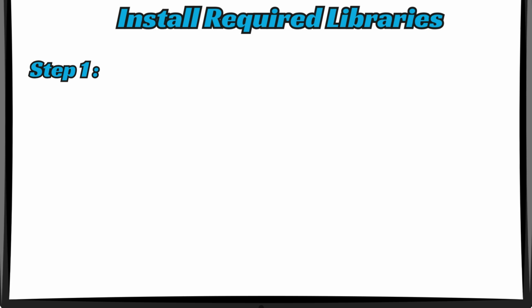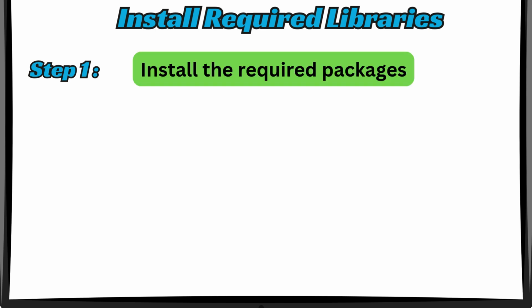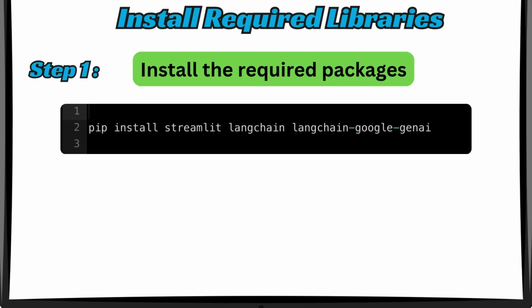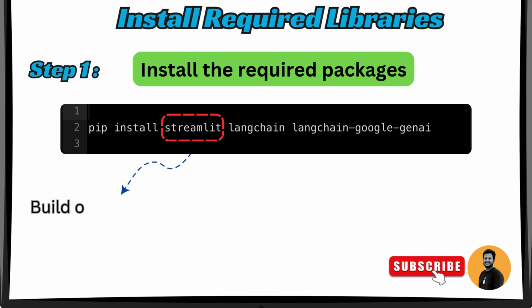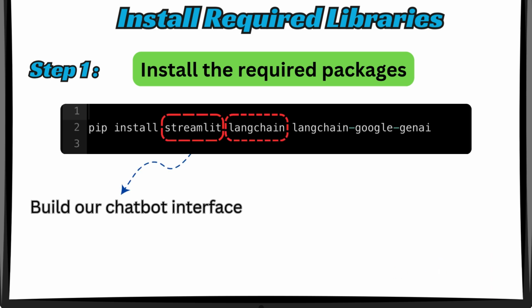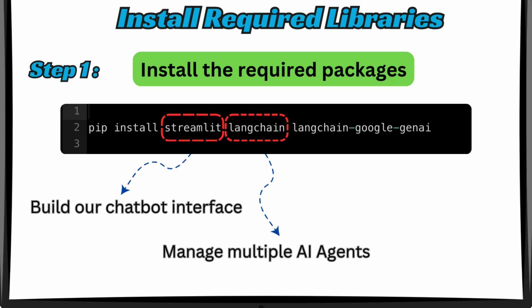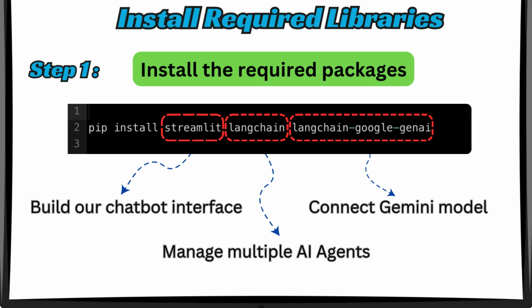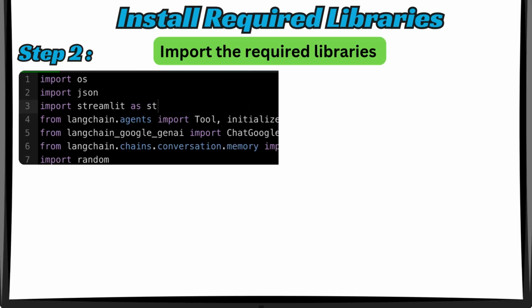Let's do that first. Step 1. Install the required packages. This command installs 3 important libraries. Streamlit, to build our chatbot's user interface. Langchain, to create and manage multiple AI agents. Langchain Google Generative AI, to connect with Google's Gemini AI model. And step 2, import the required libraries.